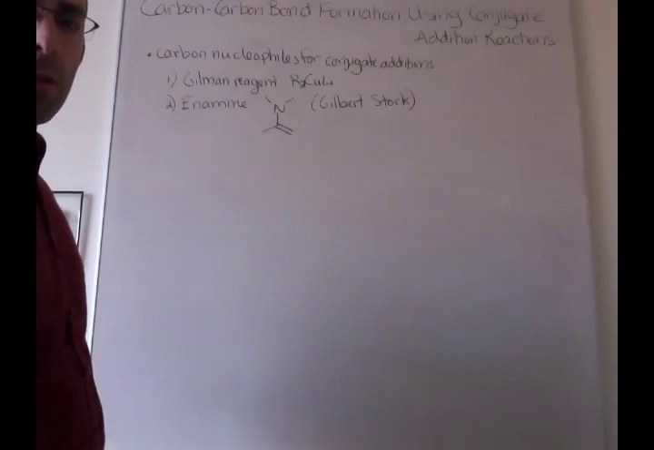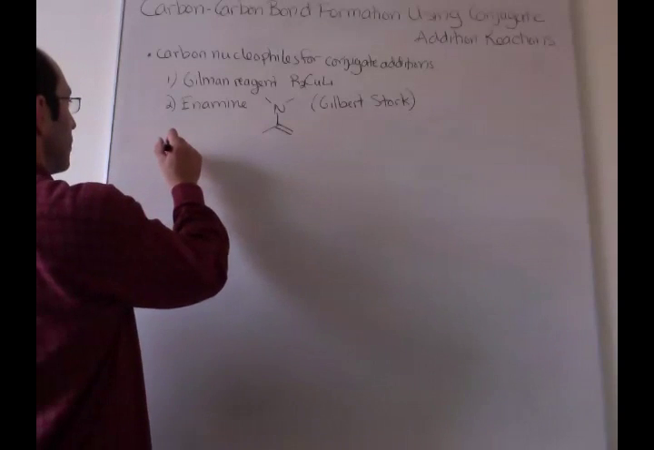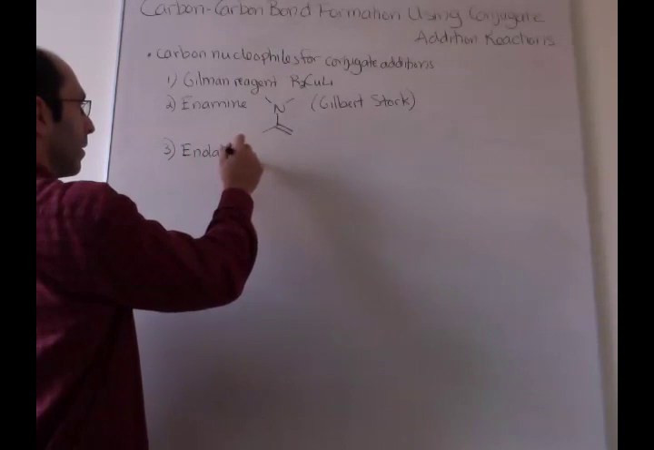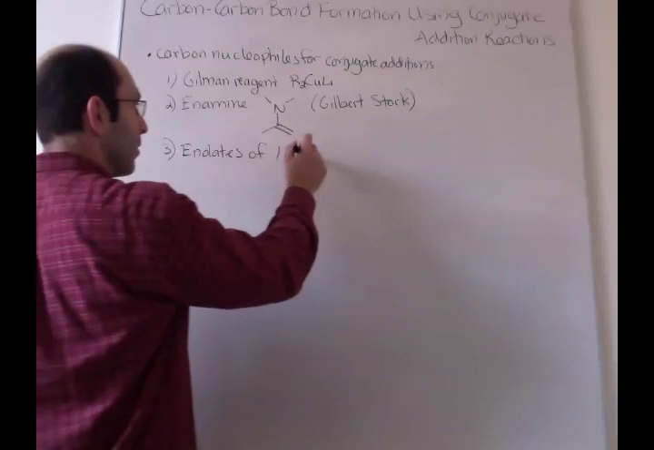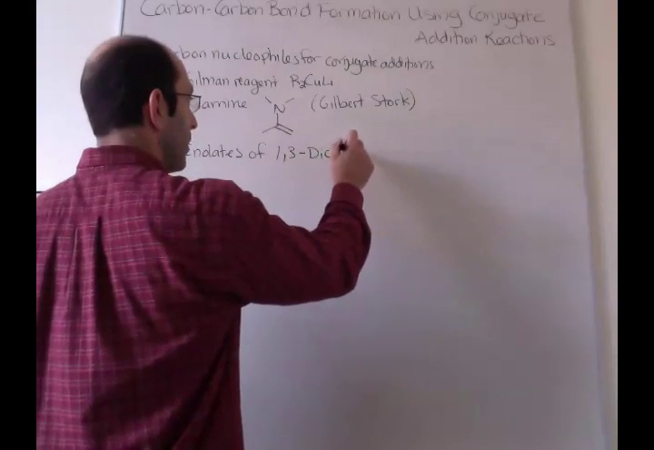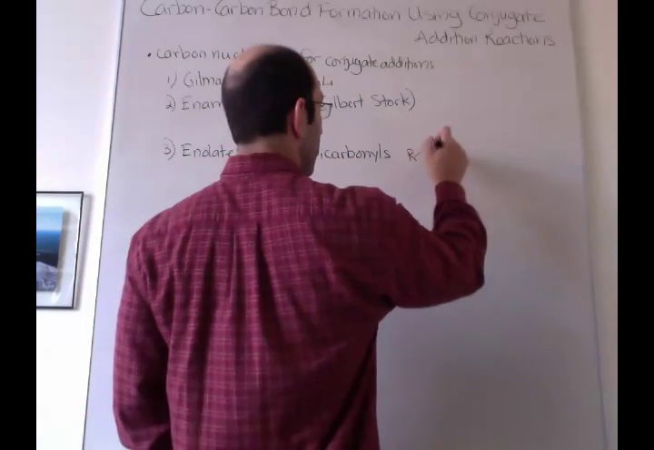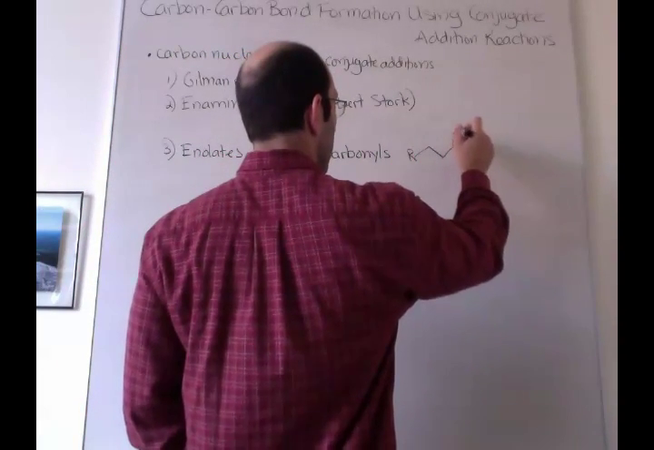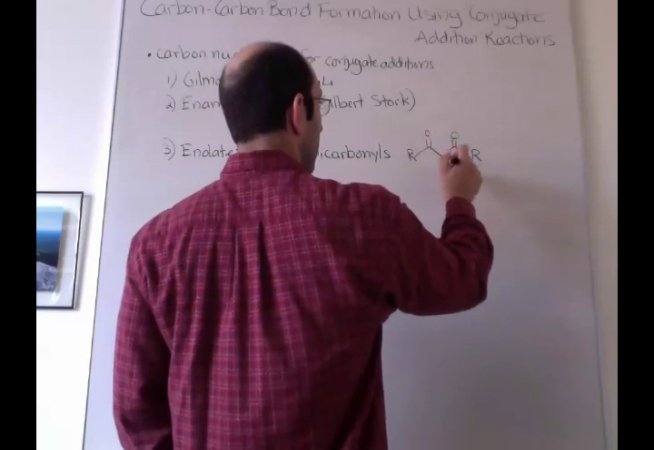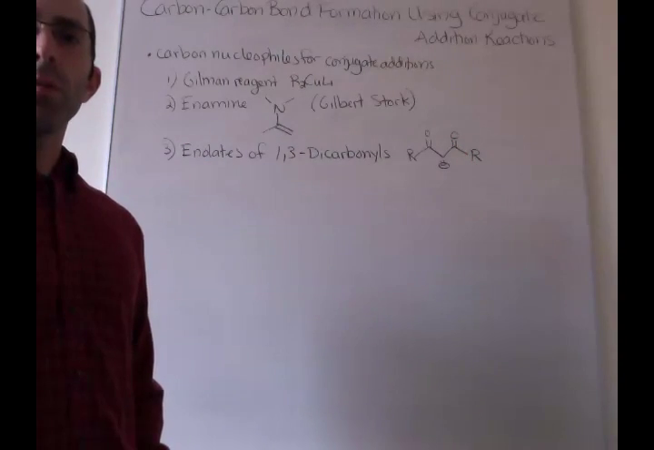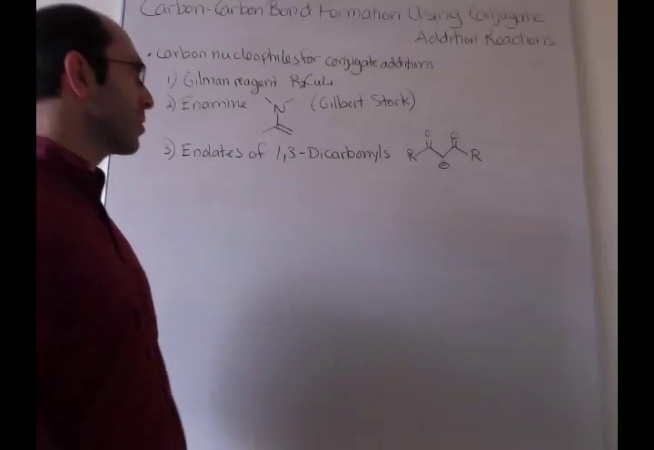And then the final one, and the most useful, are enolates of 1,3-dicarbonyls. So again, we're talking about those sorts of enolates. Very, very useful carbon nucleophiles. They're great for conjugate addition reactions.